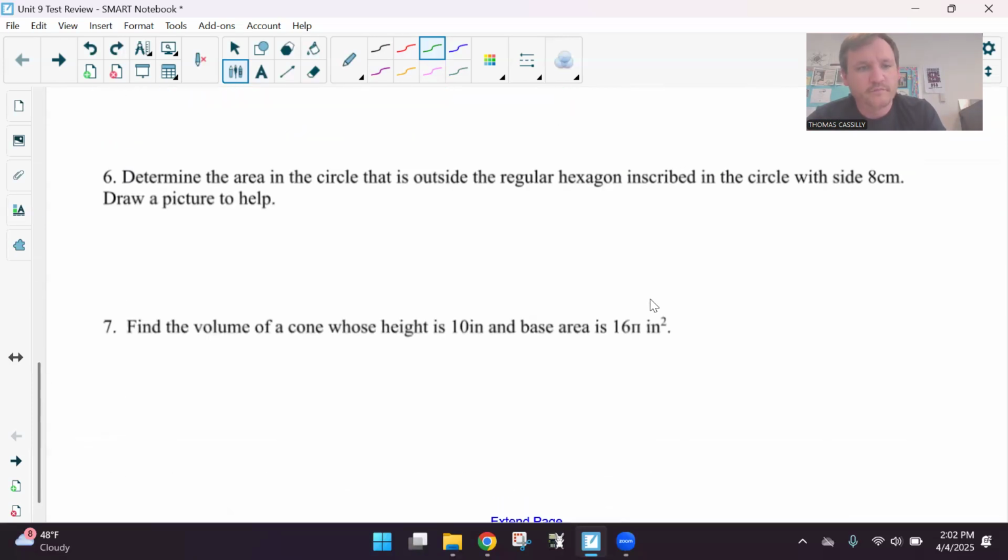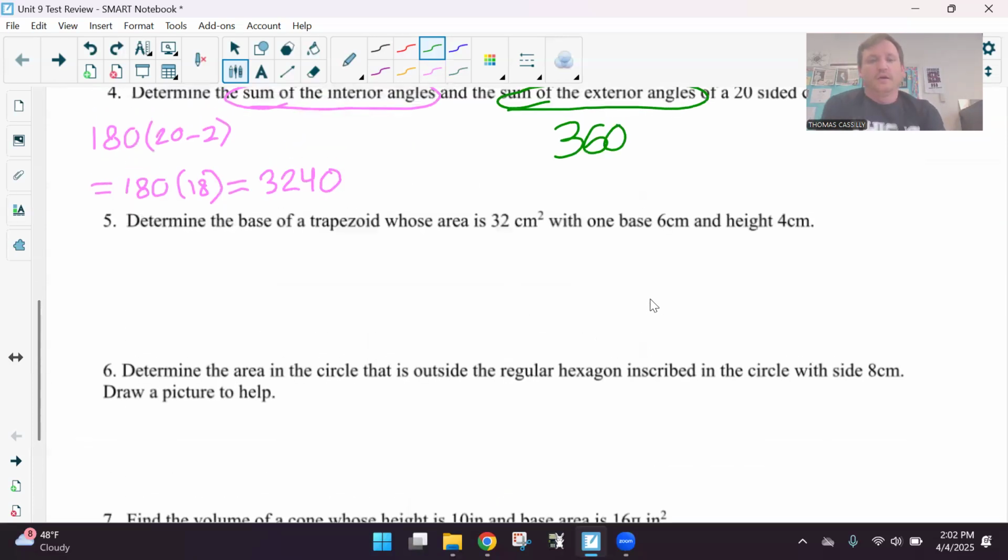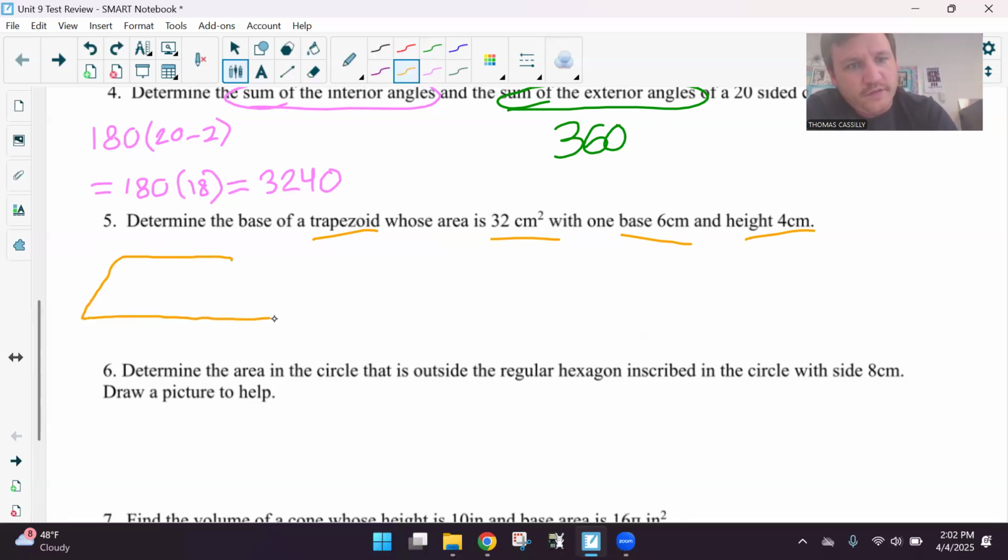Number 5. Lots of problems. All right. Determine the base of a trapezoid whose area is 32, one base is 6, and the height is 4. So if we were to draw out a trapezoid, right, because I don't know if I like this new computer.